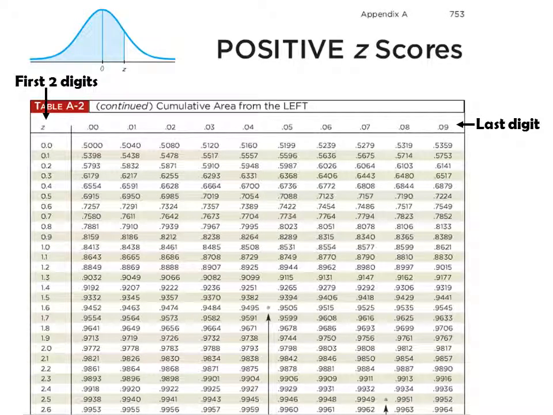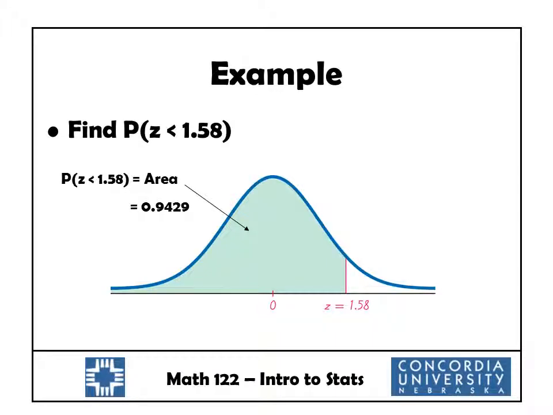So here's table A2, and we go to the positive z-score table, and we read this: the first two digits of our z-score on the left hand column, the last digit is on the top. So we go down to 1.5 and over to 8, and we get the area to the left of that z-score as 0.9429. So that's our area, and that's our probability.